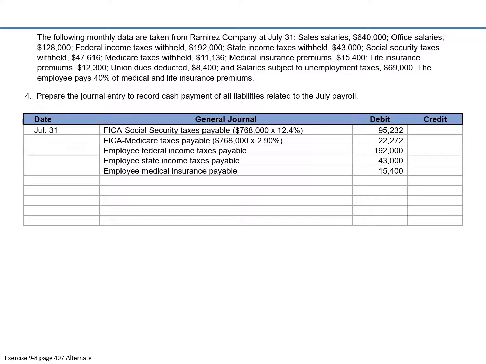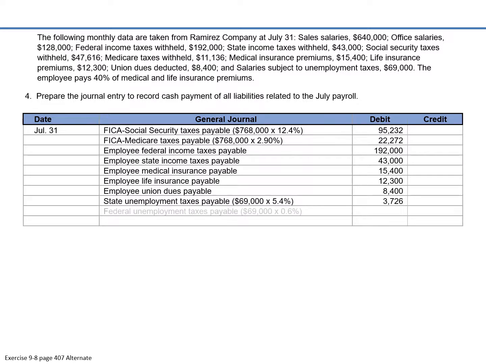So the total medical insurance payable is going to go from $15,400 to 0. We do that with a debit. Employee life insurance is going to be debited by $12,300. Employee union dues, $8,400. State unemployment and federal unemployment, debit those. We have a credit to cash.